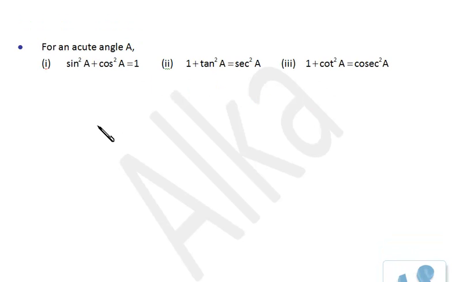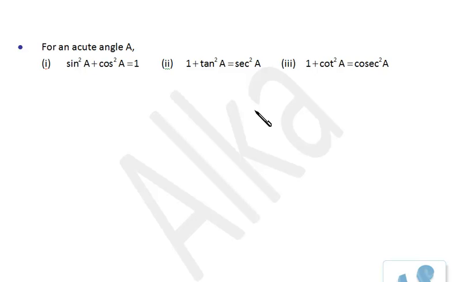Now friends, we have 3 very important relationships here with us, right? You should learn all the 3 relationships. Sin square A plus cos square A is 1, 1 plus tan square A is sec square A, 1 plus cot square A is cosec square A. Basically, we have the Pythagoras theorem with us for any right angle triangle.